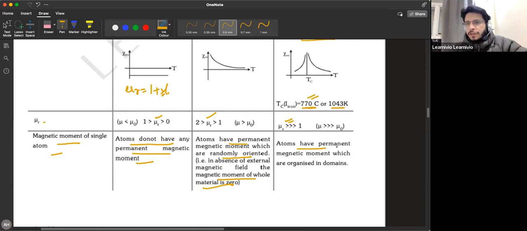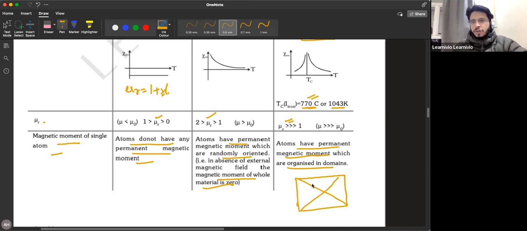And in ferromagnetic materials, atoms have permanent magnetic moment, which are organized in domains. Domains means you have clusters having magnetic moment in same direction. You can draw domains in these clusters, which have magnetic moment in same direction. Clusters means you have millions of atoms which have magnetic moment in same direction. This is one domain. This is another domain. They will cancel out each other. This is another domain. This is another domain. So in paramagnetic, the cancellation is from individual atoms. But in ferromagnetic, the cancellation is of domains. Domains means millions of atoms, clusters of atoms having magnetic moment in one direction.